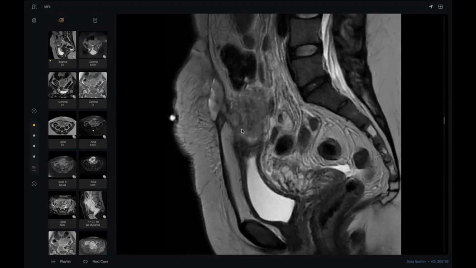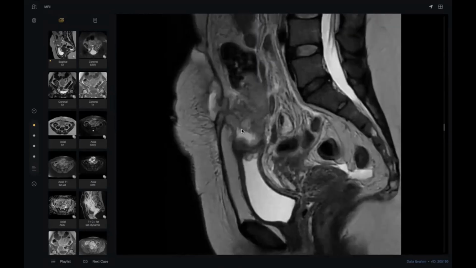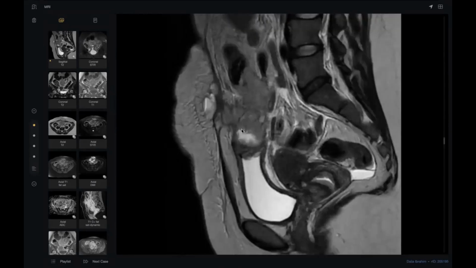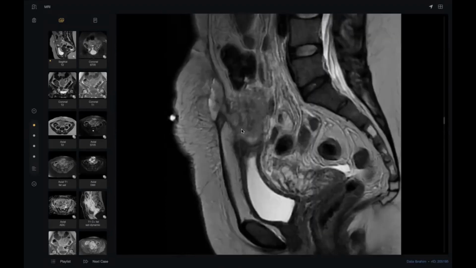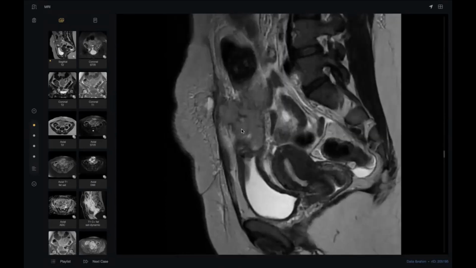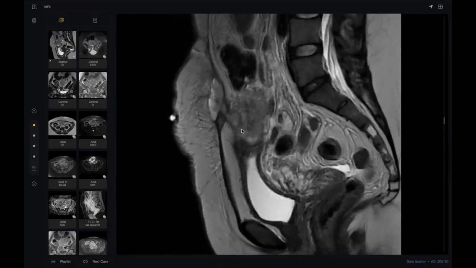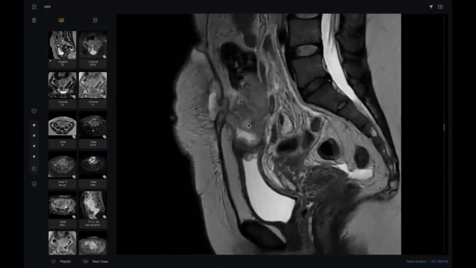What else? Post-operative. What is the most common post-operative finding? Post-operative collection, excellent. What else? Abscess formation. Excellent. Infection. Like this, you enumerate everything. And even if you didn't reach the definite diagnosis, no problem, but at least you are on the correct pathway. What is the correct pathway?